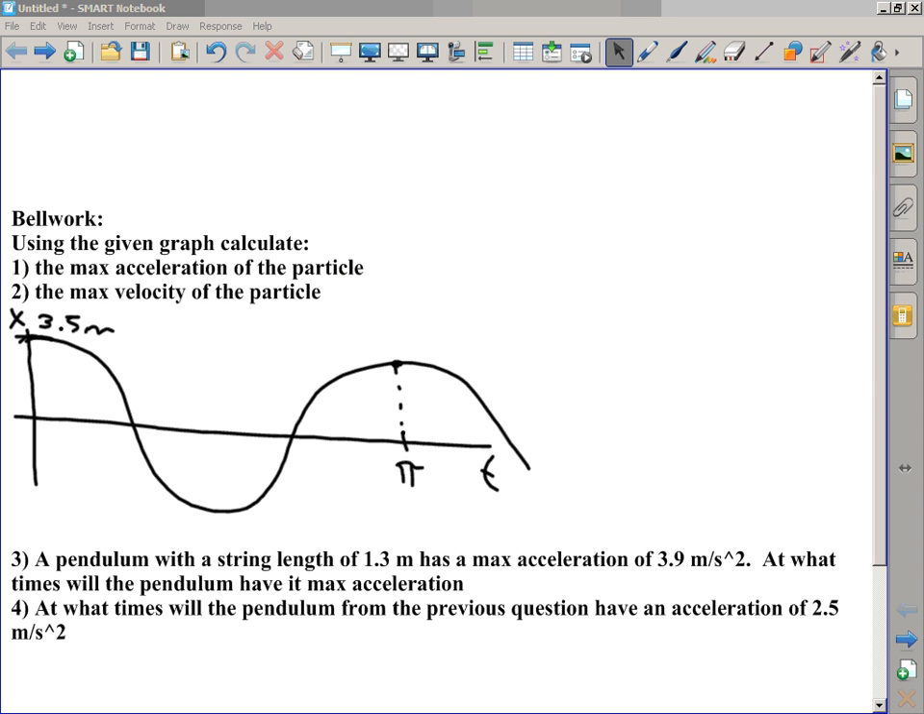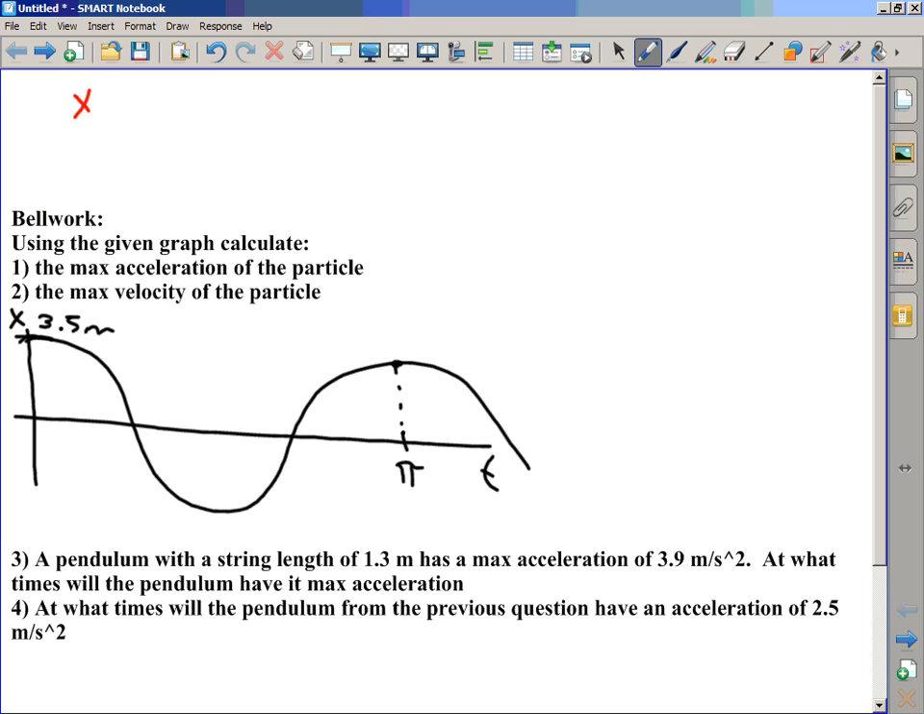Let's start out by writing down the equations that we have. That way we can write down what we know, look at the graphs, see what we know, and then we can choose from there. I'm not going to write down all the equations, because this graph is a cosine. So I'm going to write down things that go with the cosine.